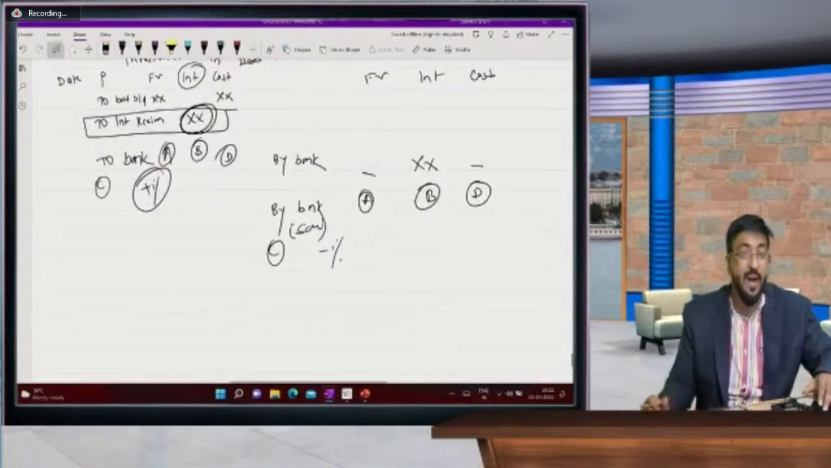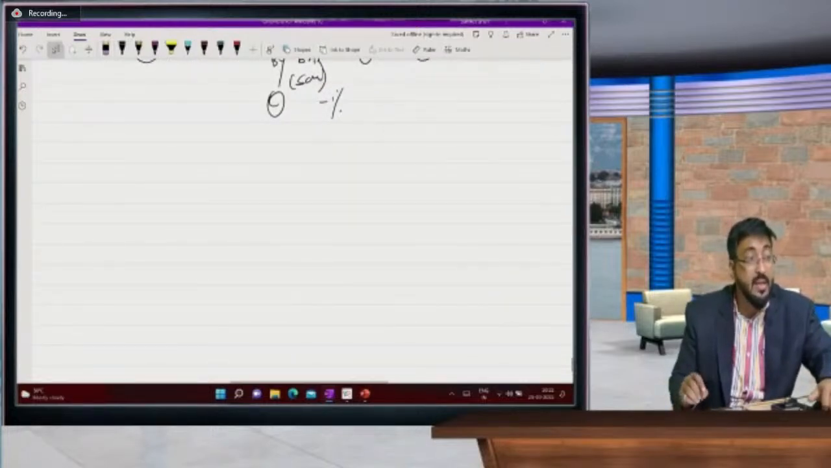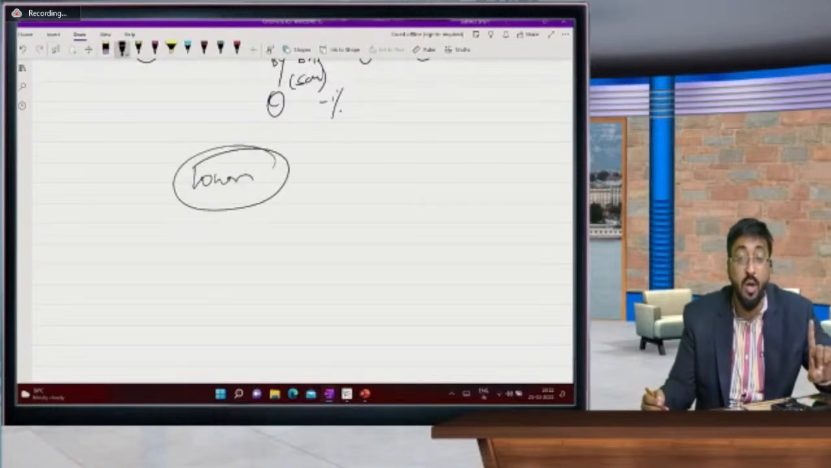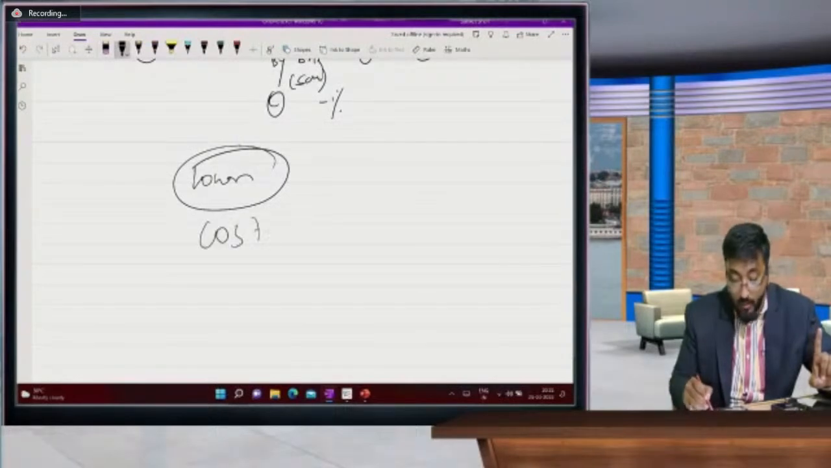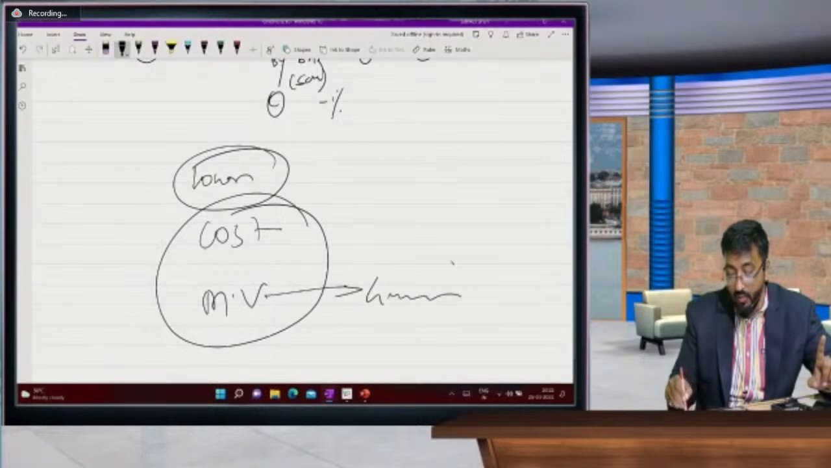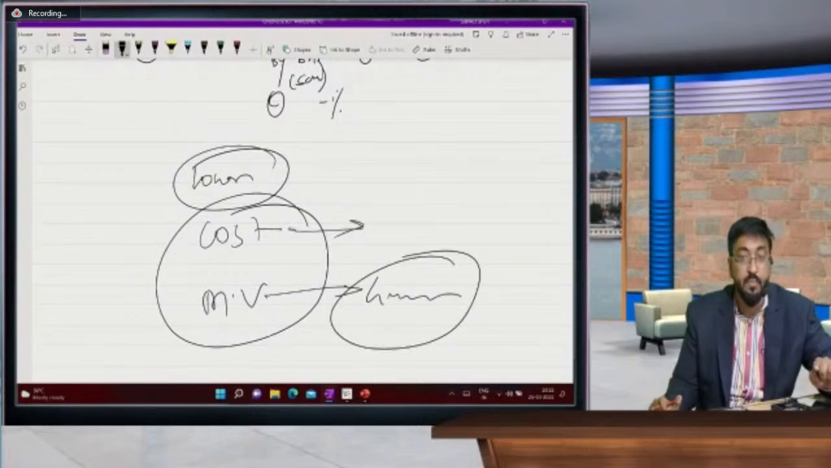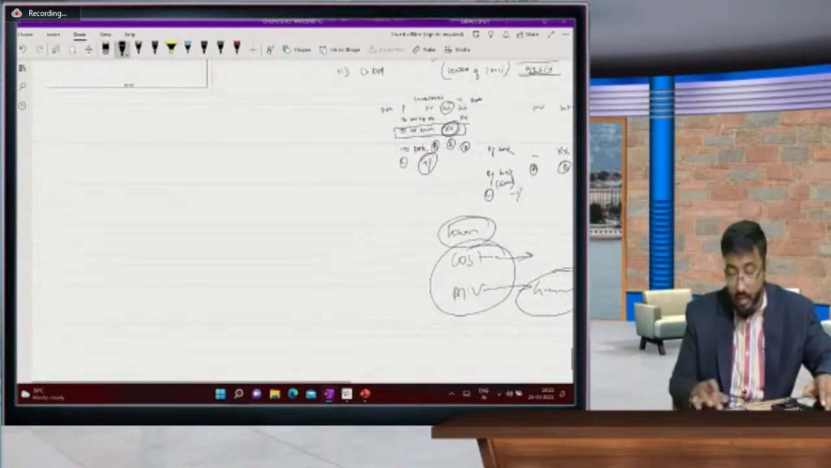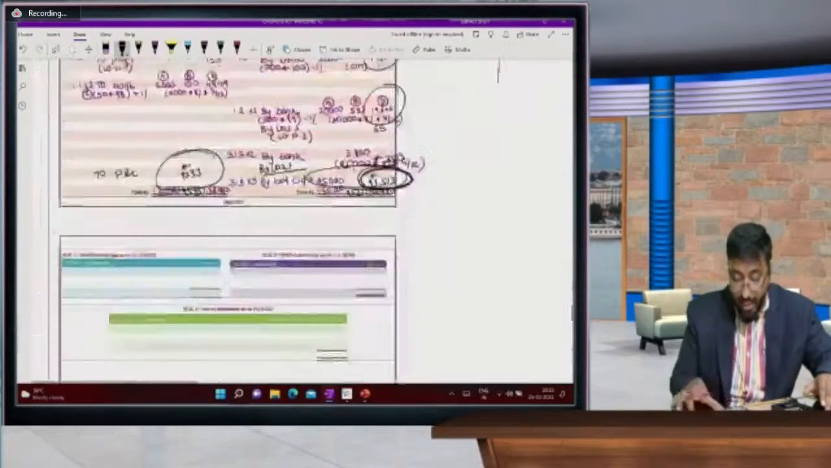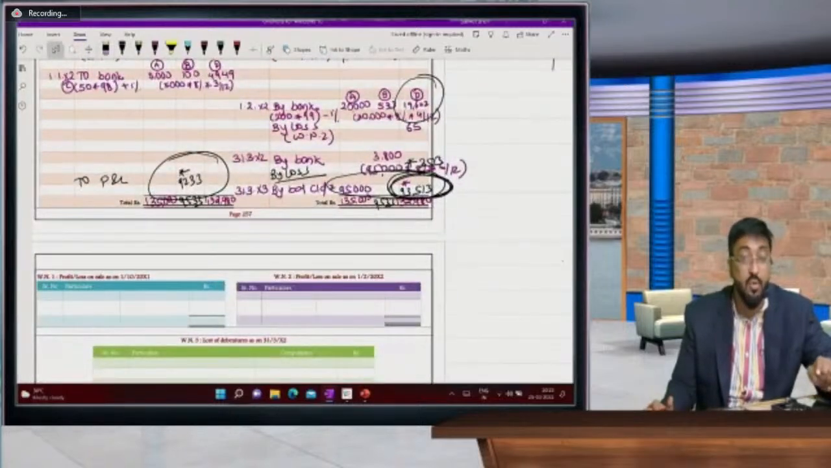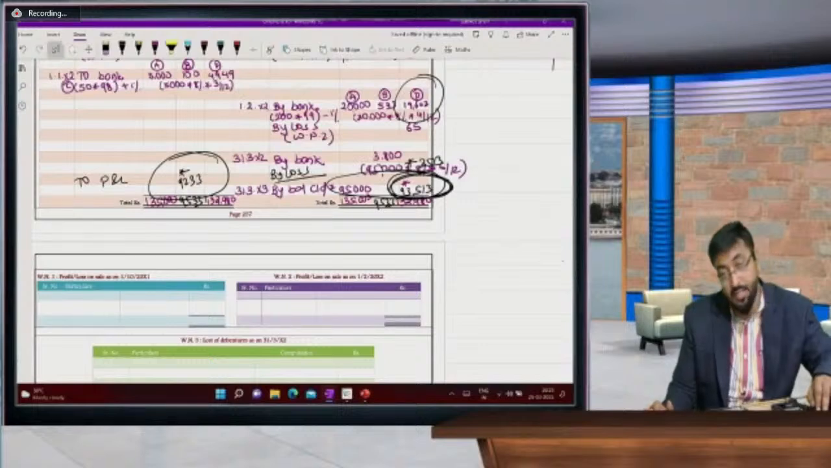Very good. And finally, what are you going to write? By balance carried down, and in that also lower of cost or market value. Market value is given in the question, and cost you have to calculate. Calculation of lot 1, lot 2, lot 3, you are aware of that now. And after that, you are going to calculate by balance carried down and to P&L. Which column? To P&L, interest column. And you completed your question.